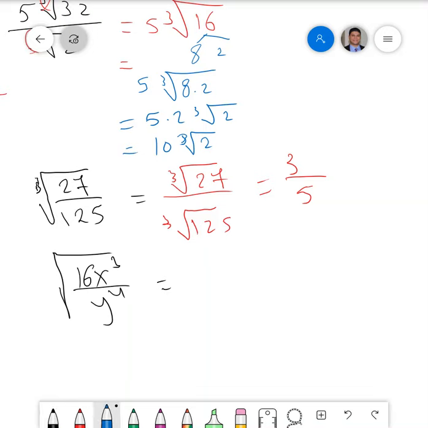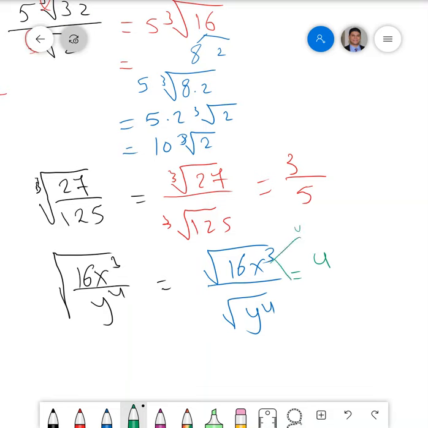Another example, square root of 16 x cubed over y to the power of 4. We can distribute the square root over each term, so it will be the square root of 16x to the power of 3 over the square root of y to the power of 4. Square root of 16 is 4. For the square root of x to the power of 3, as we said before, we look for a perfect square, so x squared times x. The square root of x squared is x, and we keep x under the radical, and the square root of y to the power of 4 is y to the power of 2.